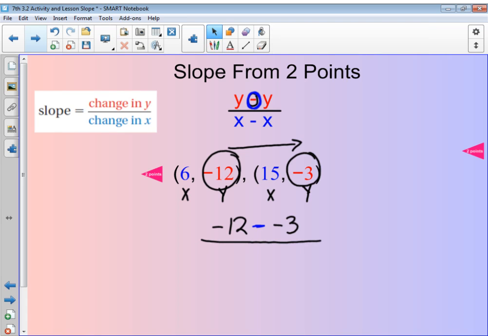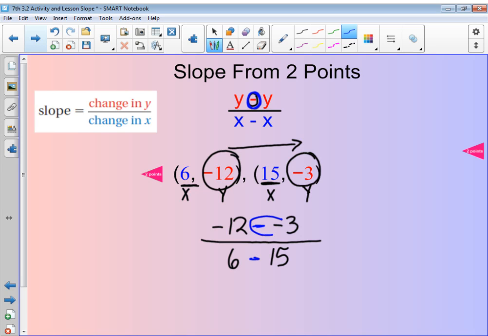Okay? If I do my next set, left to right, I had 6 minus, and then I had a 15. Okay, and I was getting those from right here. So now when I simplify, this is going to become plus 3. So now if I need to use my calculator, I can, but I'm hoping you don't need that.